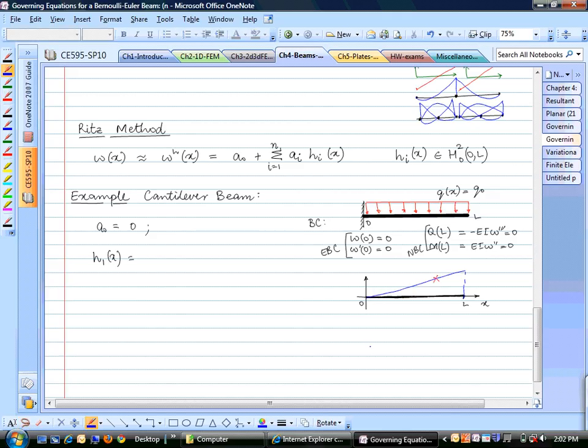What you can choose is a quadratic, something like this. Let's say we choose h is equal to x squared. And so our approximation for the transverse displacement is going to be equal to a1 times x squared, because a0 is 0. The same if we use the Galerkin method, then the same approximation will hold true for the virtual displacement. So all right, let me ask you another question at this stage. What if I choose this as only one term in the Ritz approximation, what is the size of my stiffness matrix going to be?